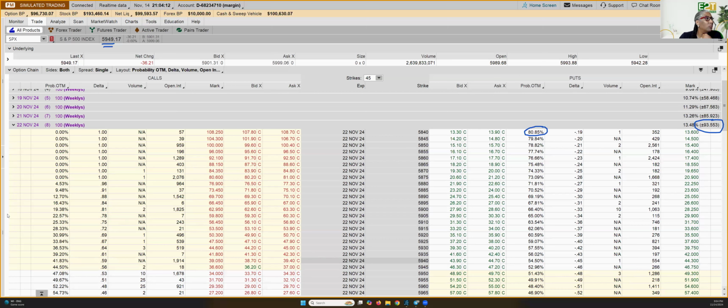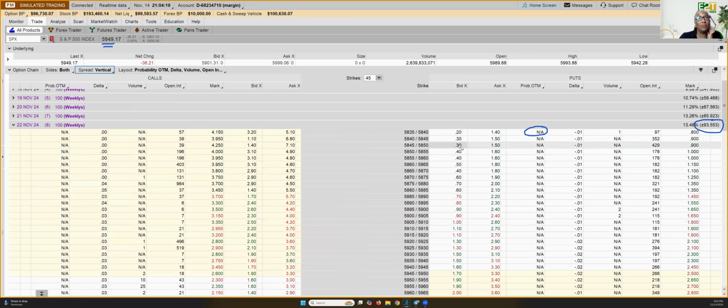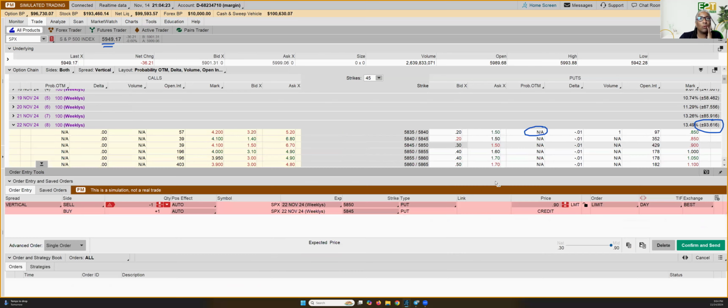Okay, so let's see what kind of premiums we're looking at if we did that. 58.40 or 58.50, somewhere in there. 58.50 is paying. Come on, show us what we're paying. $90.